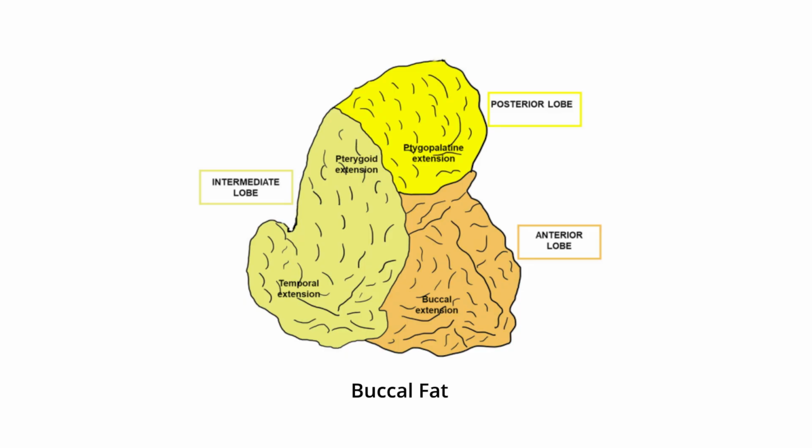Of these, the buccal extension is the most important part of the buccal fat pad because it is the only part which provides the fullness and contours the cheek. There are usually three lobes in the buccal fat pad: anterior, posterior, and intermediate. The buccal extension comes under the anterior lobe, the pterygopalatine extension comes under the posterior lobe, and the temporal and pterygoid extensions come under the intermediate lobe.